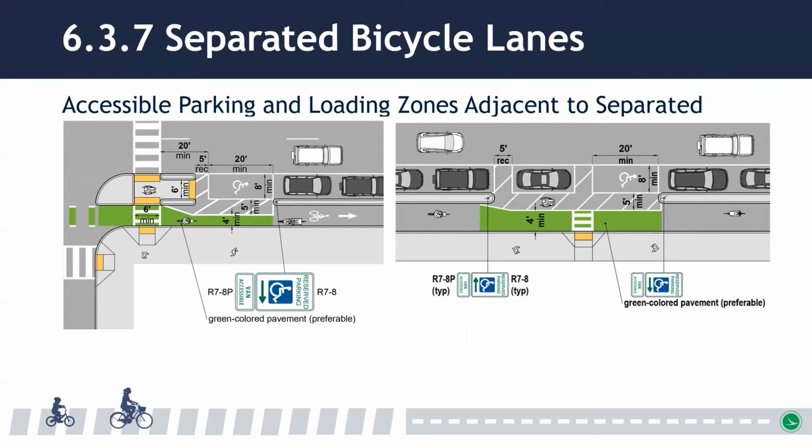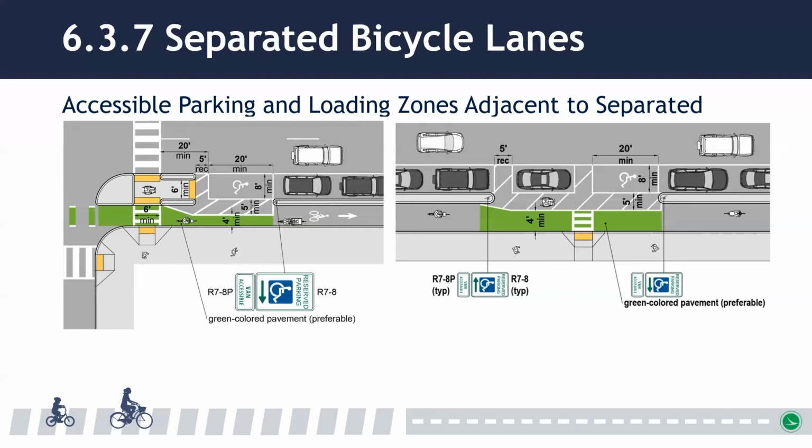Separated bicycle lanes push parking away from the curb, and where accessible parking or loading zones are present, the bikeway will need to be adjusted to accommodate these uses or activities and alert bicyclists to potential crossings. Accessible parking and loading spaces require additional space adjacent to the parking stalls for vans with ramps to allow passenger boarding and alighting, and to ensure an accessible route is provided to and from the sidewalk.